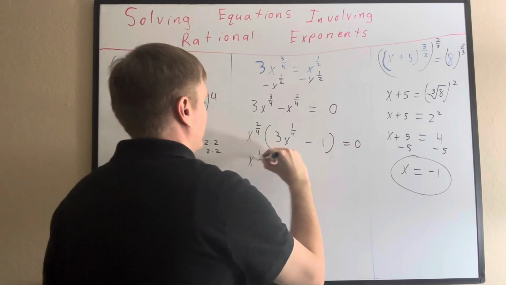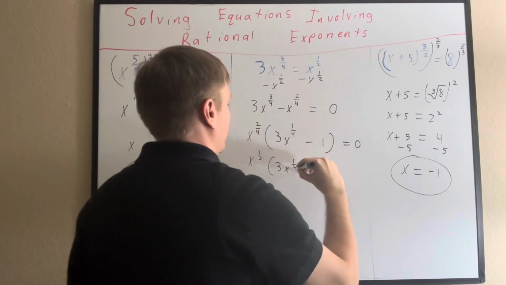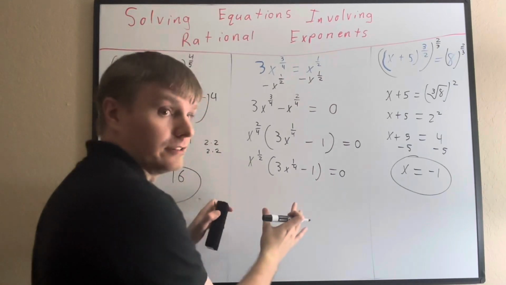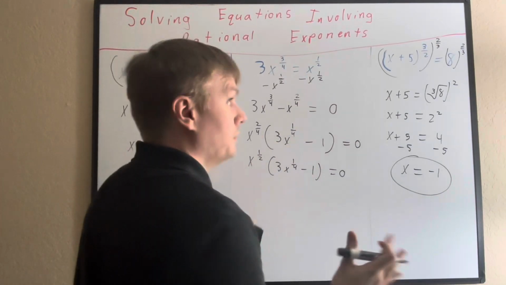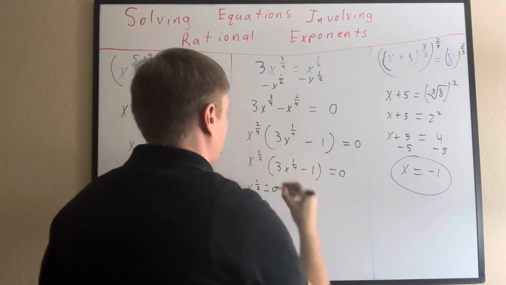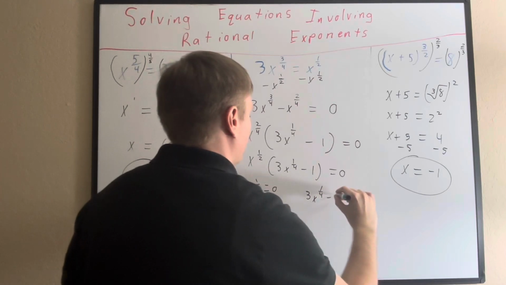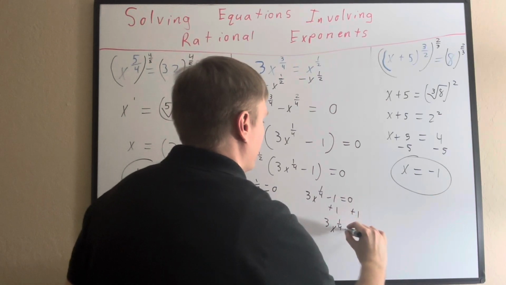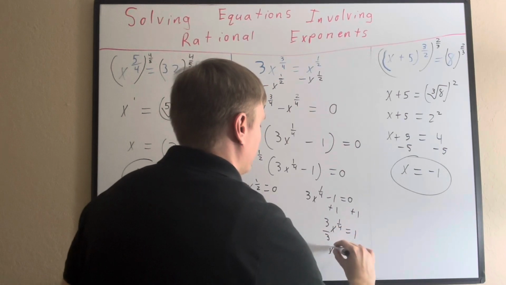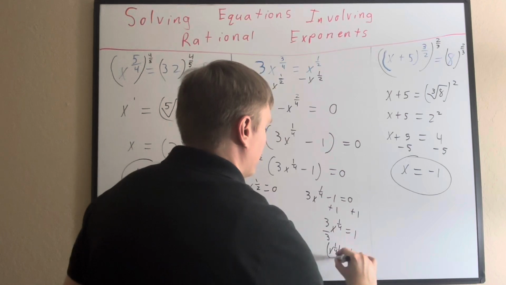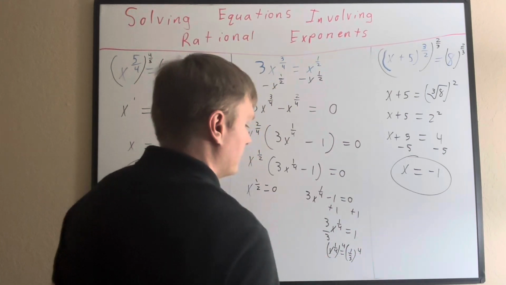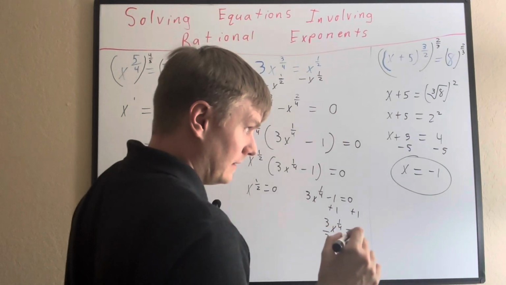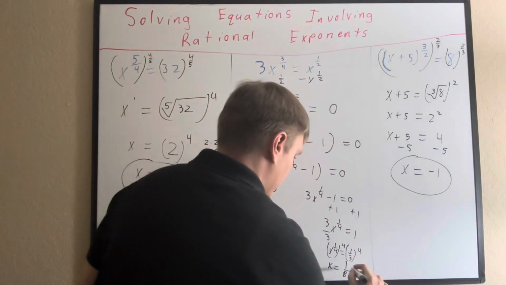Okay. And now we change that to x to the 1/2 times 3x to the 1/4 minus 1 equals 0. Now we treat it like a quadratic equation. We set each factor, because we just factored it, equal to 0 to see what our 2 answers are. So x to the 1/2 equals 0, and 3x to the 1/4 minus 1 equals 0. Plus 1: 3x to the 1/4 equals 1. Divided by 3: x to the 1/4 equals 1 over 3. Take the reciprocal power, and we get x equals 1 over 3 to the 4th power, which is 1 over 81. That's one of our answers.